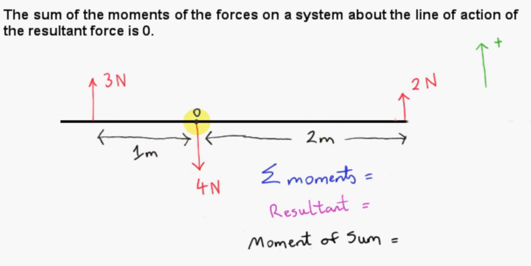A convenient point is this point here, because the moment of the 4 Newton force will be 0. So that makes the calculation simpler. The moment of the 3 Newton force about O is 3 times 1, 3 Newton meters in magnitude. It's a clockwise moment, as you can see, so it's going to be minus 3 Newton meters. And as for the 2 Newton force, its moment about O is 2 times 2, or 4 Newton meters. It's a positive moment. So our answer is 1 Newton meter.